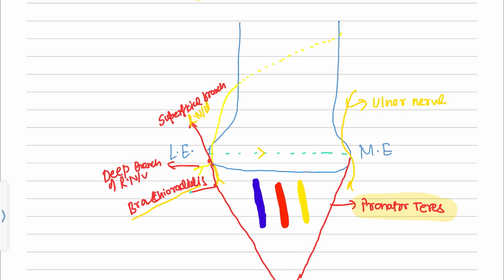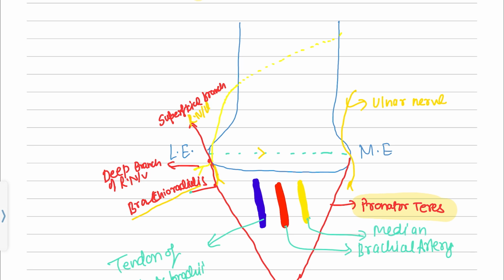This is the tendon of biceps brachii muscle, one of the very important muscles that you will come across in the first year. This is the brachial artery. When it leaves the cubital fossa, it will divide into the ulnar artery and the radial artery, and this is the median nerve.